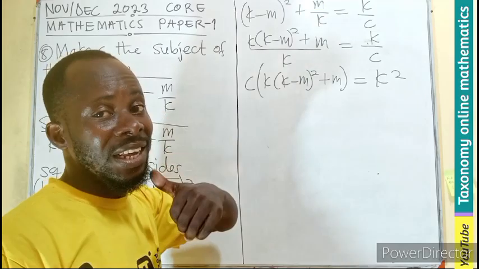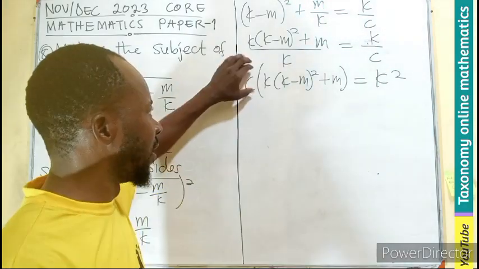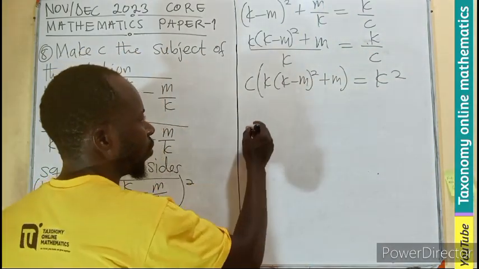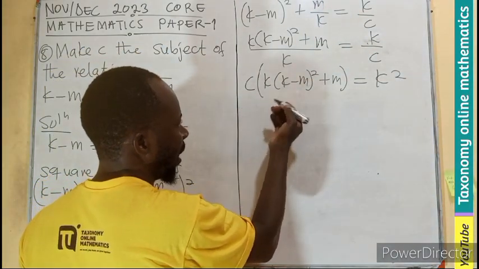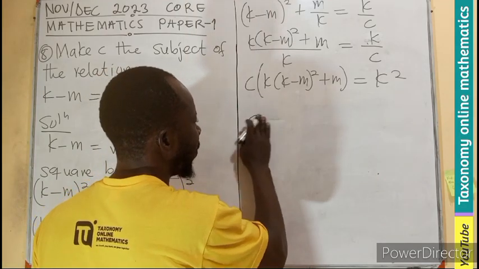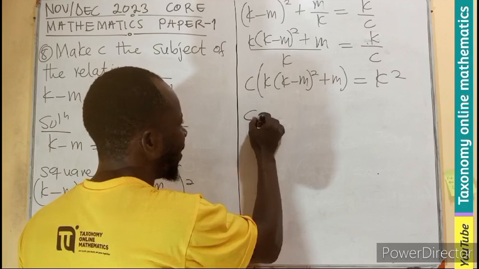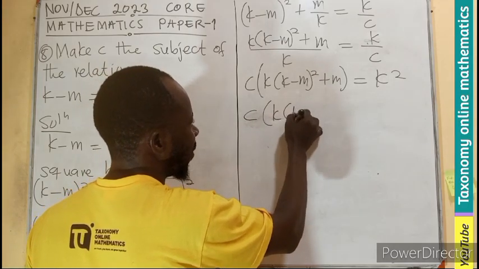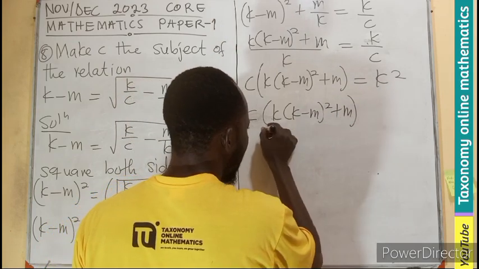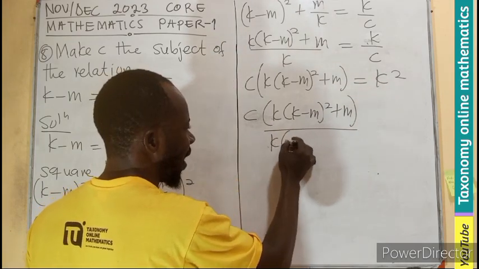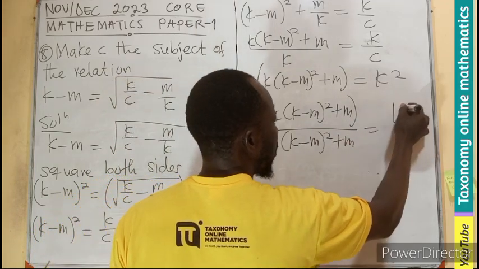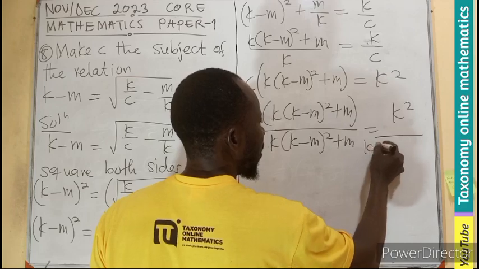So now we are looking for C. We divide by the coefficient. So this is the C, and all other terms become the coefficient. So we divide. Okay, let's see. So C is going to equal, okay, C into the bracket K minus M squared plus M, divided by K times K minus M squared plus M, equals K squared over K.